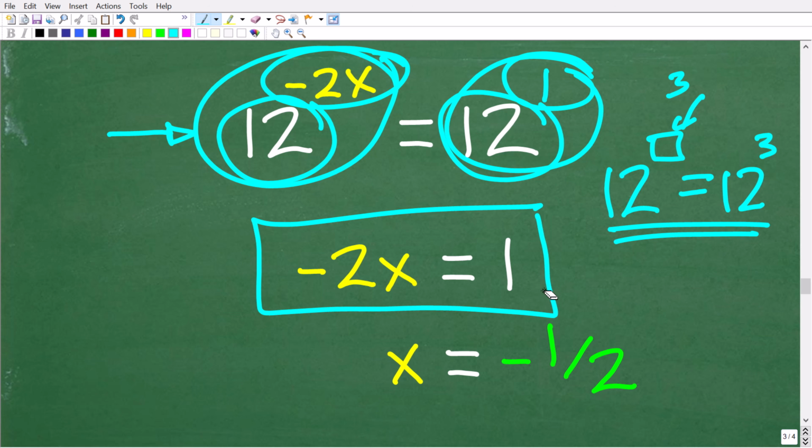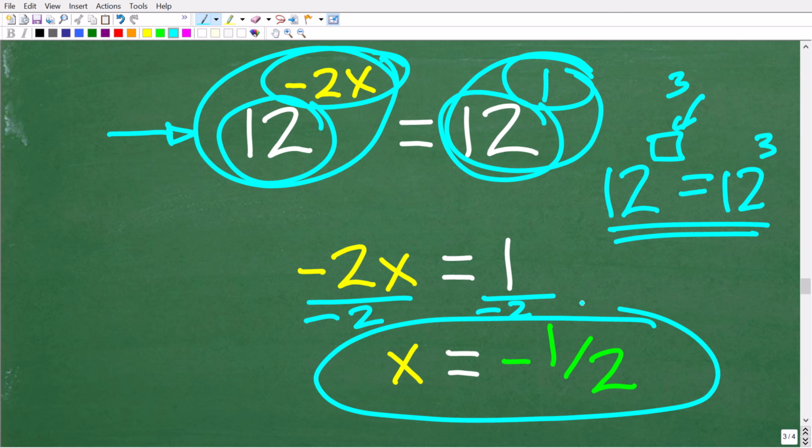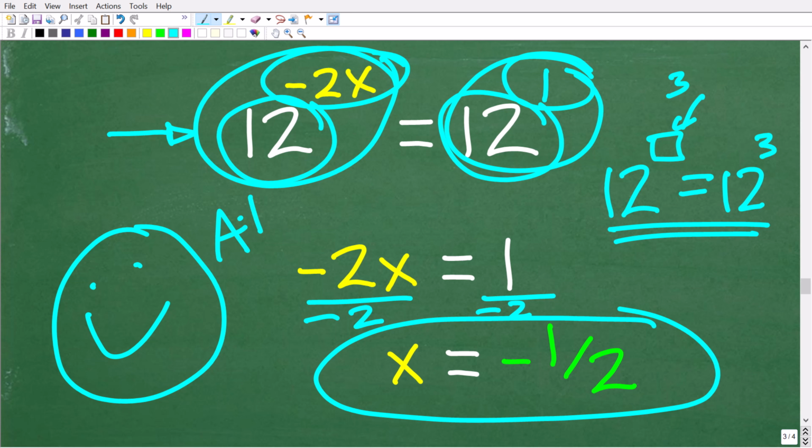All right, so to solve this basic algebraic equation, all we have to do is divide both sides of the equation by negative 2. So our final answer is x is equal to negative 1/2. All right, now if you understand all this algebra, that is fantastic. Matter of fact, I'm going to give you a nice little happy face and an A+.